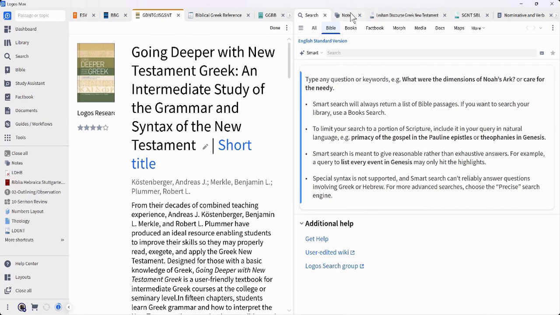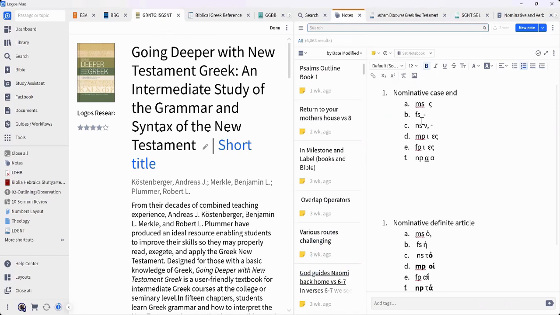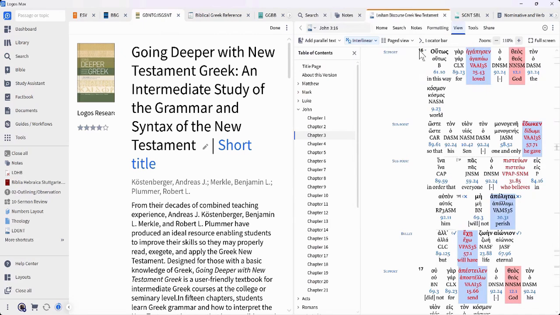Some other things here, I've got some notes, some stuff I'm going to cover. Also, the Lexham Discourse Greek New Testament. We're going to use this a lot. If you don't have it, I say get it, because I use it a lot with my study.